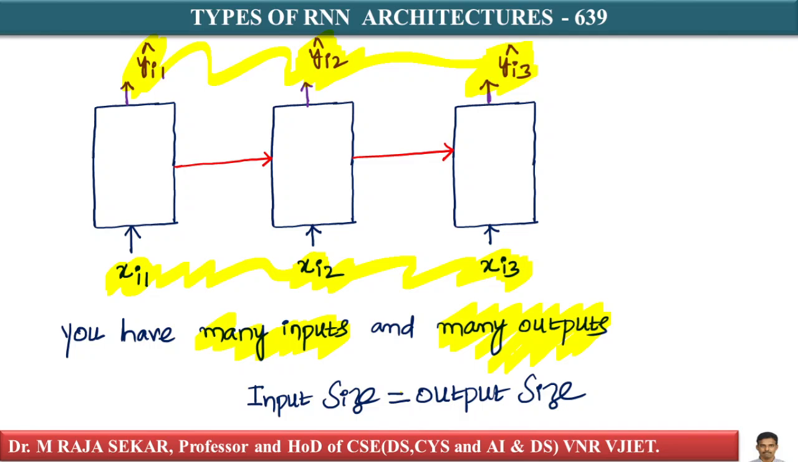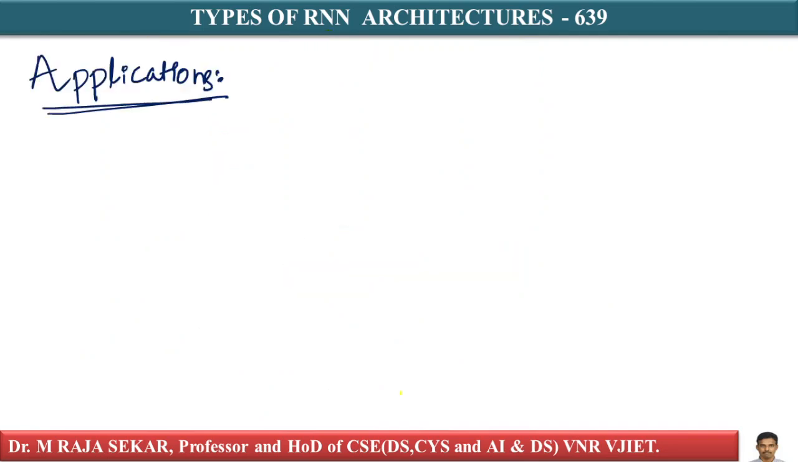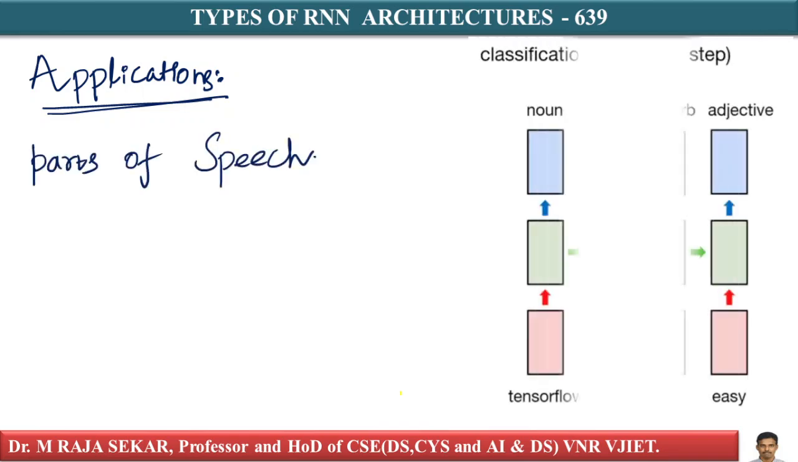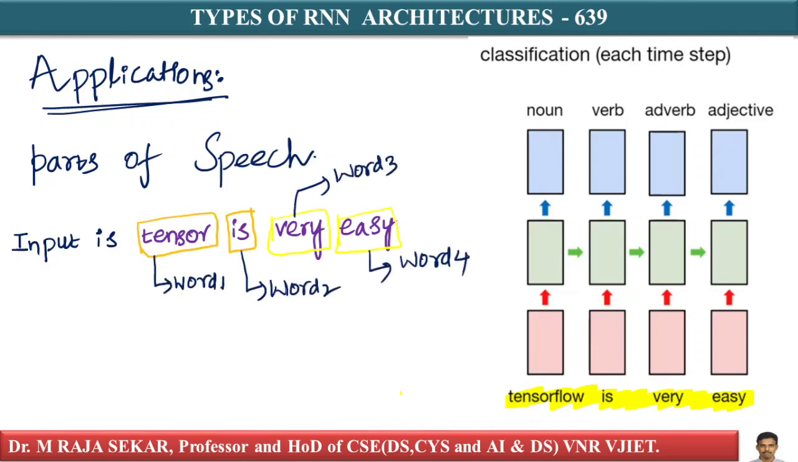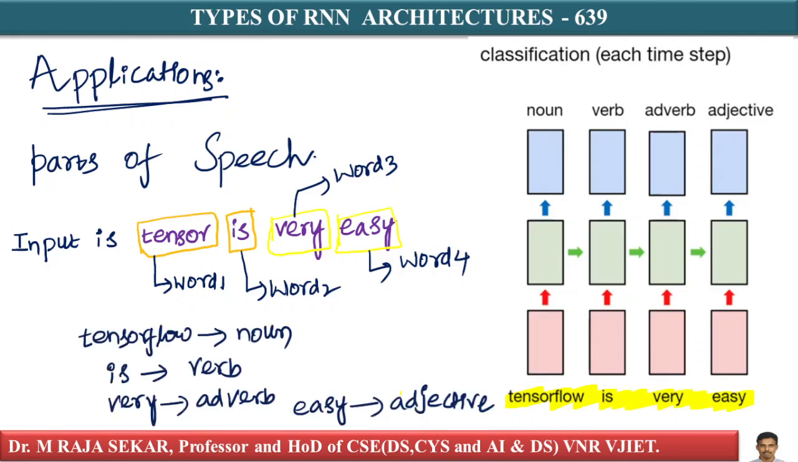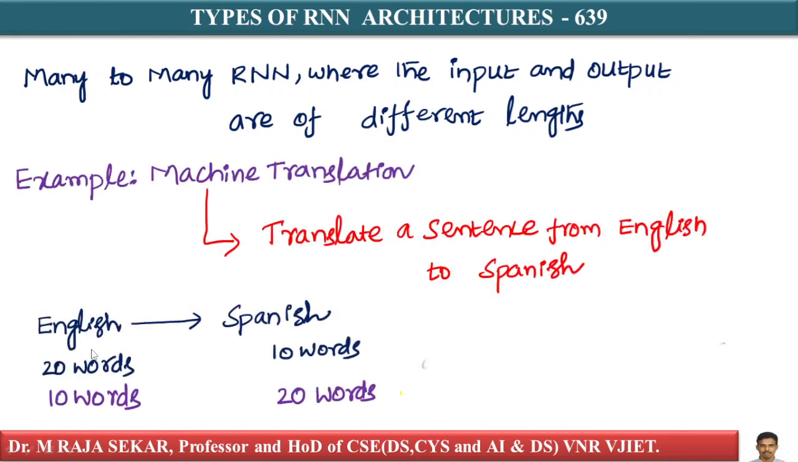You might wonder where are the applications of this particular architecture? If you wanted to determine parts of speech, for example, let me say I have an input sentence: word 1 is tensor, word 2 is is, word 3 is very, word 4 is easy, isn't it? What does parts of speech mean? Your output could be, just see, your word 1 tensor is noun. Just see this output.